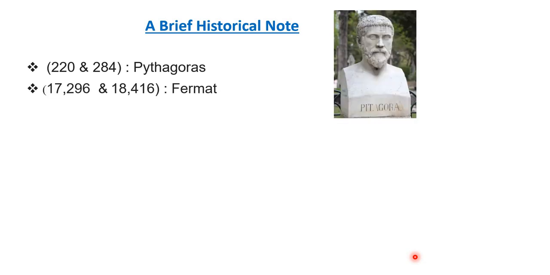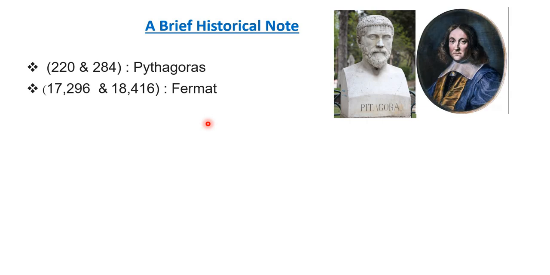And now I would end with a brief historical note. This interesting example, 220 and 284, was discovered first long back by Pythagoras. And then Fermat was also interested and he could find another pair, quite big numbers. This one and that one, they are actually amicable numbers or partners. And then the all-time great Euler presented 64 pairs of such numbers.